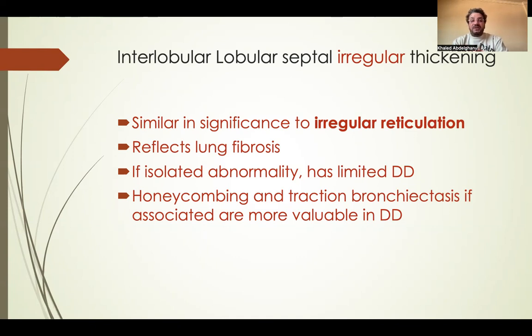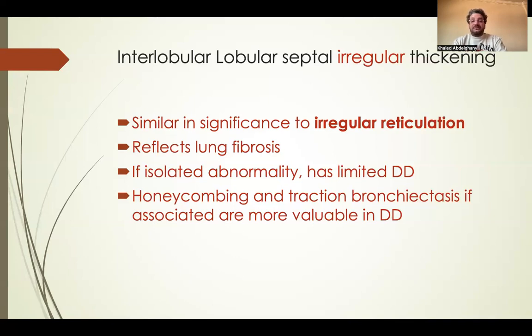In case of fibrosing lung disease, you cannot differentiate between irregular intralobular lines and irregular interlobular septa. Both together give the appearance of irregular reticulation. Irregular reticulation reflects there is a fibrosing process involving the lung. Usually, it is a secondary or ancillary finding to honeycombing and traction bronchiectasis.